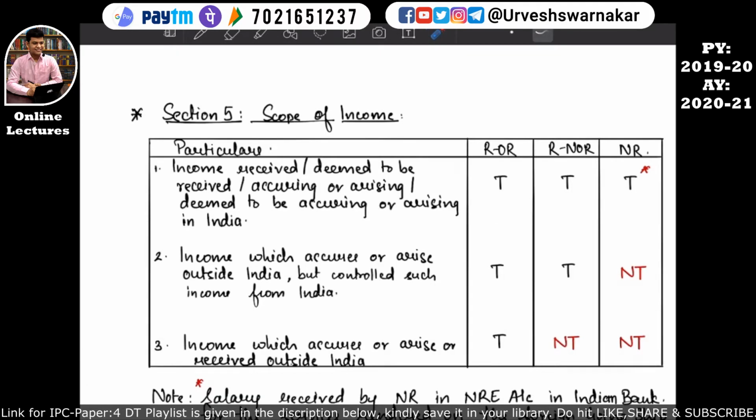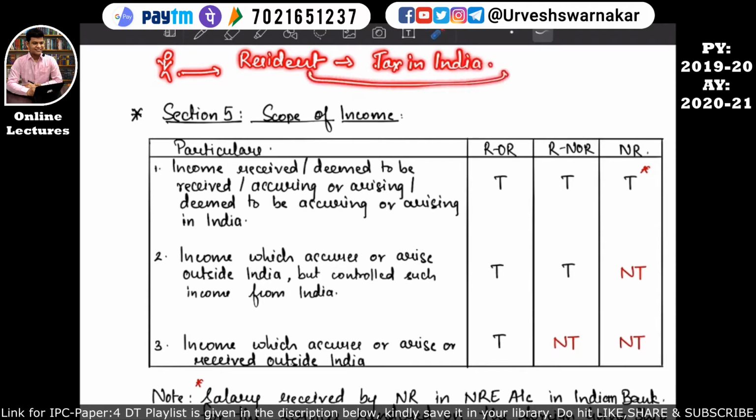Okay students, so now let's understand scope of income. What does scope of income mean? Let's understand it firstly in layman's terms. Understand this is our assessee, and this assessee is a resident. So if this assessee is a resident, then whatever income this assessee will earn, it will be taxable in India. I hope this is quite clear to you.